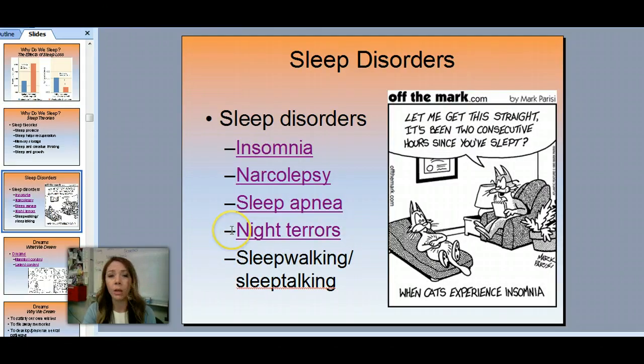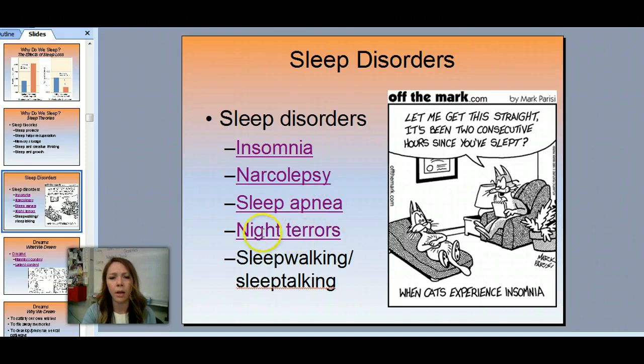Sleep disorders then. Some things you need to know vocab-wise. Being an insomniac is when you can't sleep, right? You guys are pretty aware of these things. Narcolepsy is when you randomly fall asleep. So narcolepsy is like you're just awake and then all of a sudden you're asleep. Sleep apnea is when you actually stop breathing for short periods of time during the night.